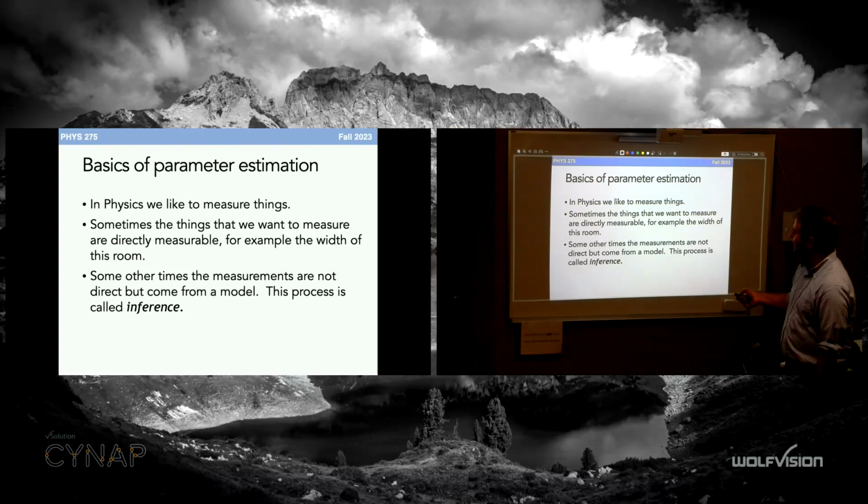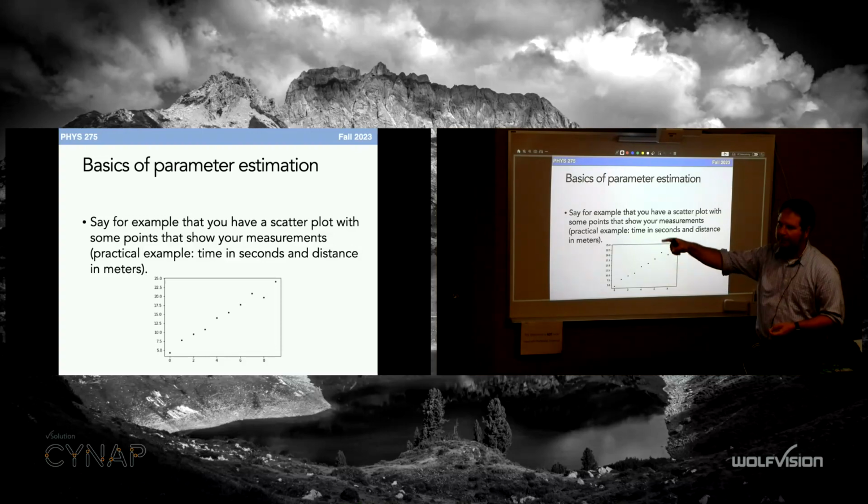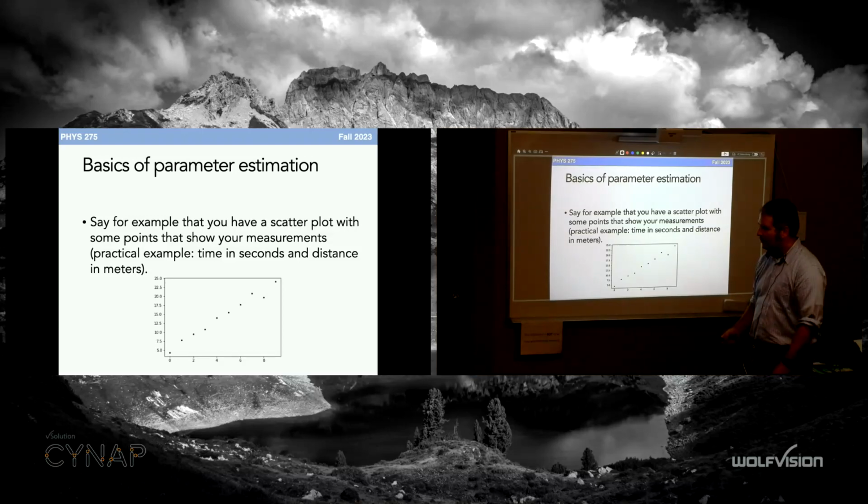So we can either measure something directly or model the measurements. For example, you have a scatter plot with some points that show your measurements. Practical example, time in seconds and distance in meters. So I'm running, and I've just marked off on the pavement, you know, every yard or meter. And so I've got 25 meters, and this is just me running, just to see how well I do.